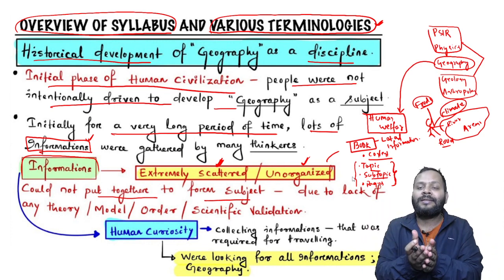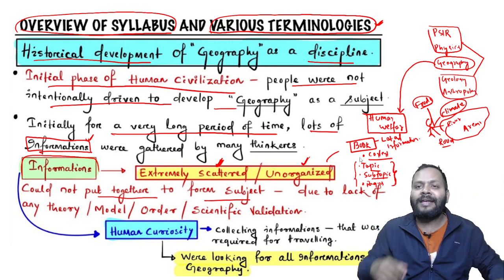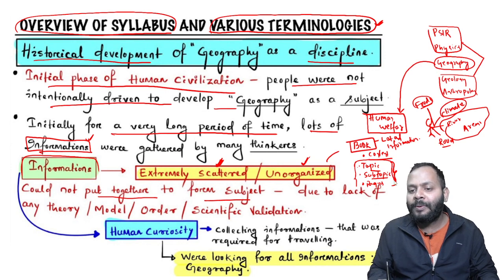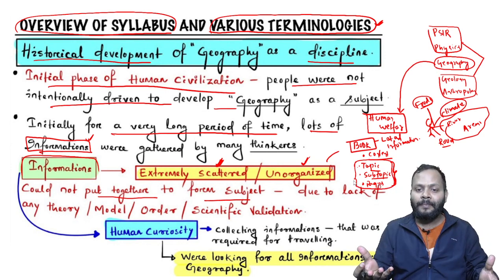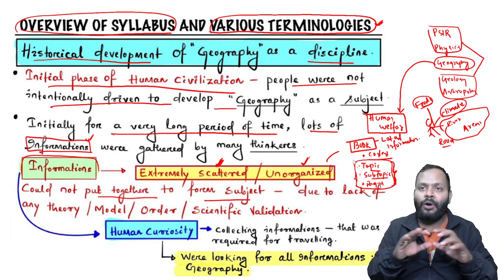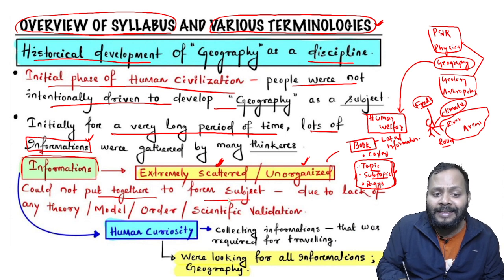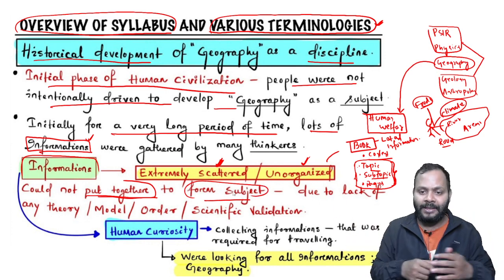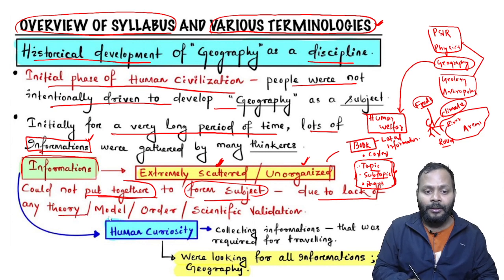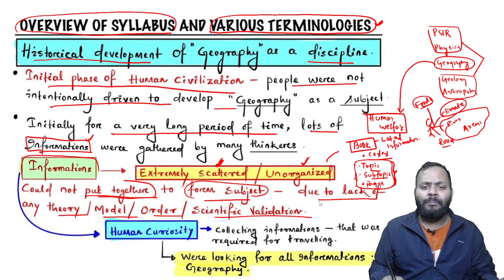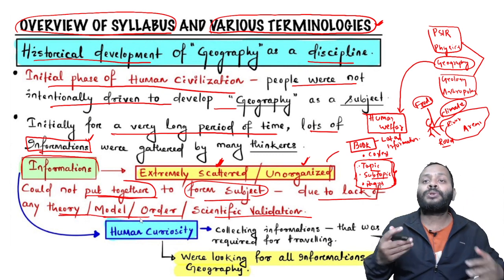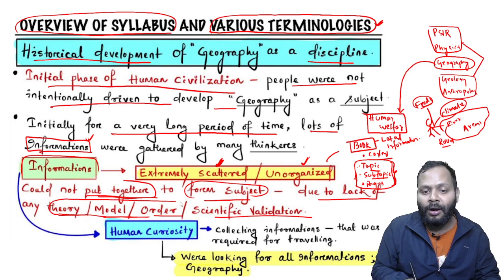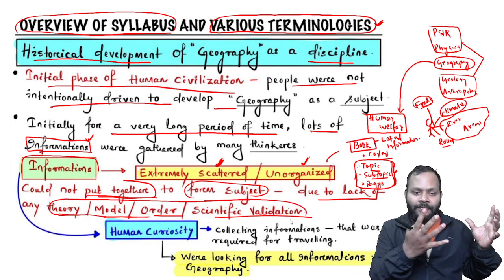When a person reads those things, the person can get a sense. If everything is anywhere and everywhere, then nobody can read this book, nobody can have that sense of understanding. That is the reason why, when information is not arranged, it cannot be put together to form a subject. Such information cannot be carried to form a subject due to lack of theory, models, order, and scientific validation. Because everyone used to have their own perception, theory, models, order, and scientific validation were absent at that point in time.